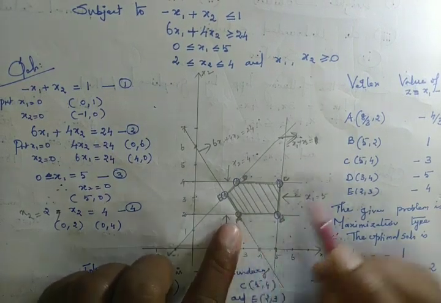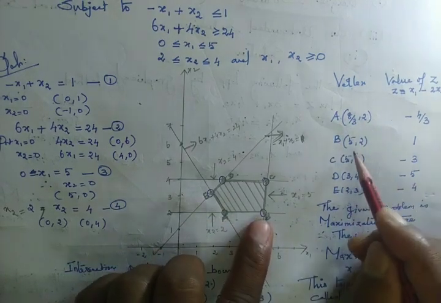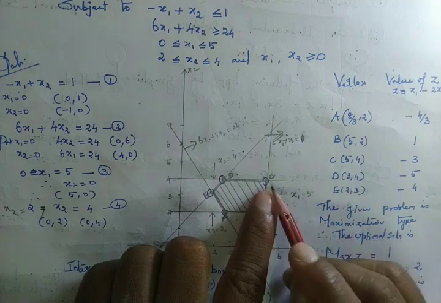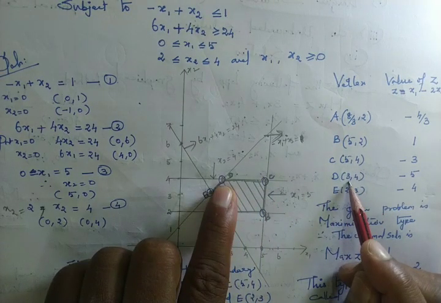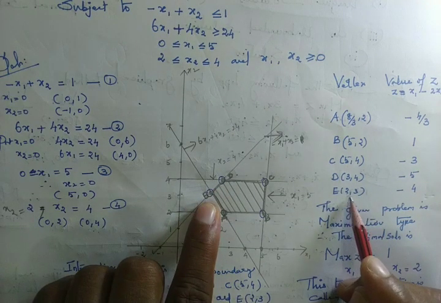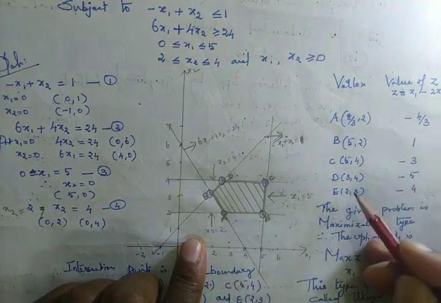Here the value of A is 8 by 3 comma 2. The value of B is 5 comma 2. The vertex C is 5 comma 4. The vertex D is 3 comma 4. And the E point is 2 comma 3. So we have 5 vertices given.